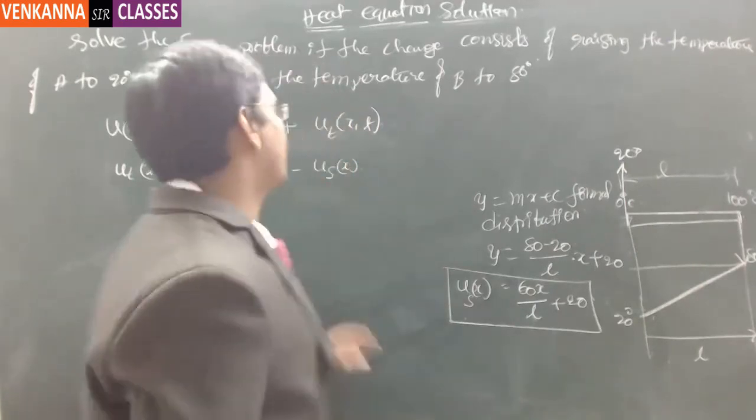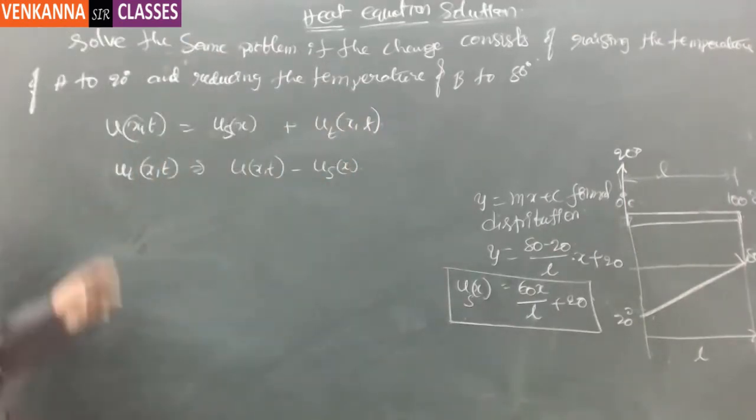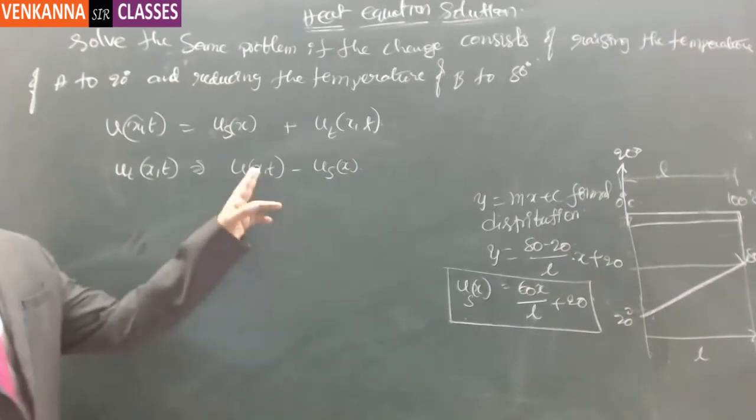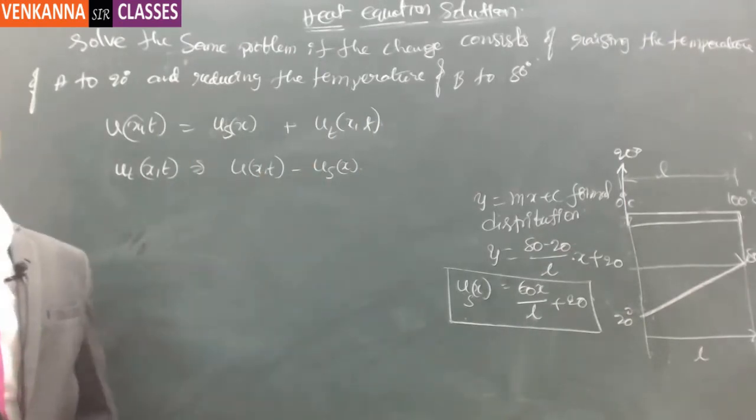Now for the transient solution part, we have to identify ut of x comma t. Now ut of x comma t is u of x comma t minus us of x.